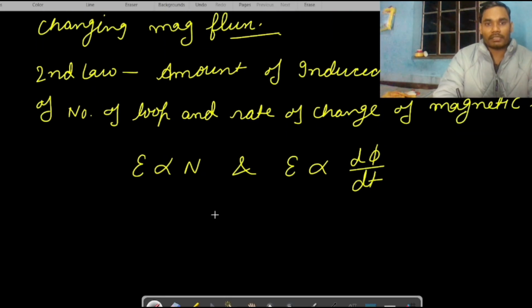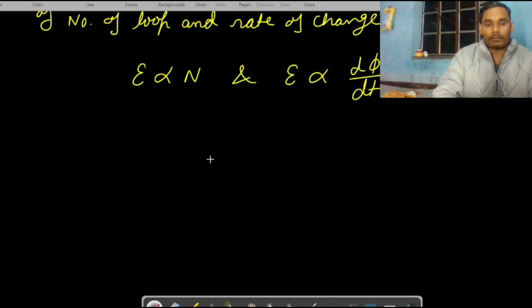Here we have seen that when we move this bar magnet, then voltage will be induced. Is it the only way to induce voltage in a loop of wire? So no, there are 3 ways through which we can induce voltage in a loop of wire. So let's see.